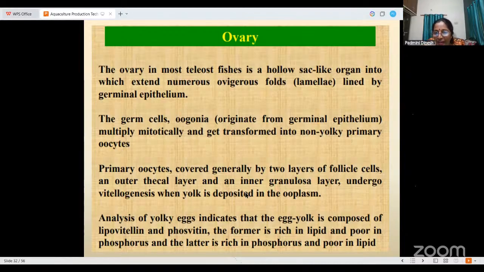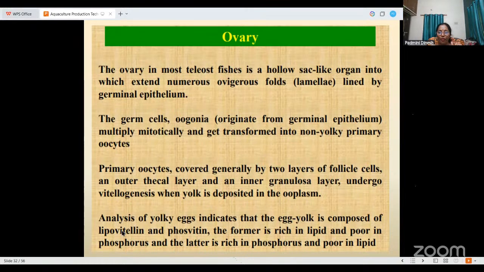When the yolk is deposited, that is called vitellogenesis. So you must have seen in the chicken egg also this yolk. If the hens are not given enough food, the yolk is very less, and the yolk is almost light yellow in color. But if you give them proper nutrition and diet, the yolk is very much orange in color and more in amount. So that is what is called vitellogenesis. Deposition of yolk in the egg is called vitellogenesis, and the analysis of yolky egg indicates that the egg yolk is composed of lipovitellin and phosphovitin.